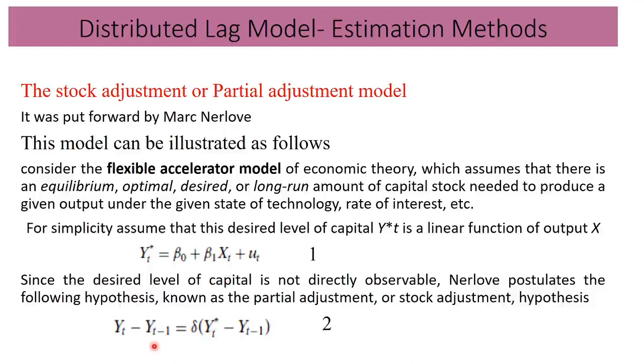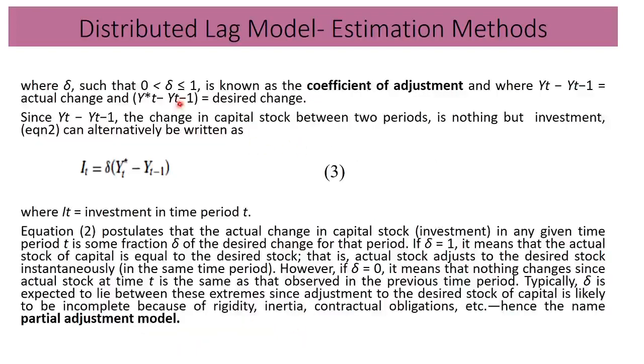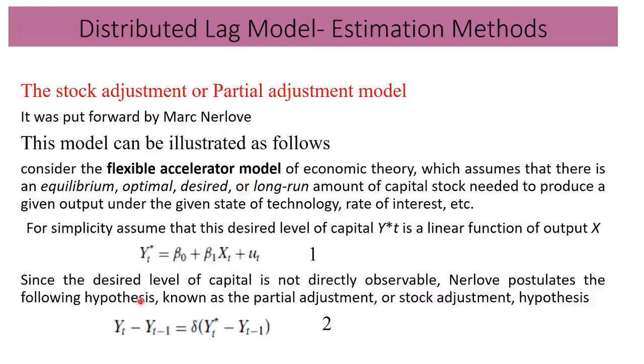That is, Yt minus Yt minus 1 equals delta times Yt star minus Yt minus 1, where delta lies between 0 and 1, and this delta is known as the coefficient of adjustment. Here Yt minus Yt minus 1 is the actual change, and Yt star minus Yt minus 1 is the desired change. Yt minus Yt minus 1 is the actual change in the stock of capital, and the other is the desired change in capital.